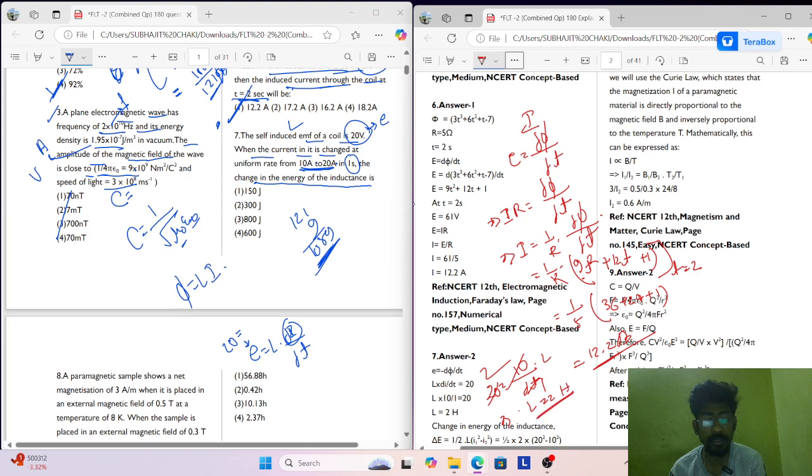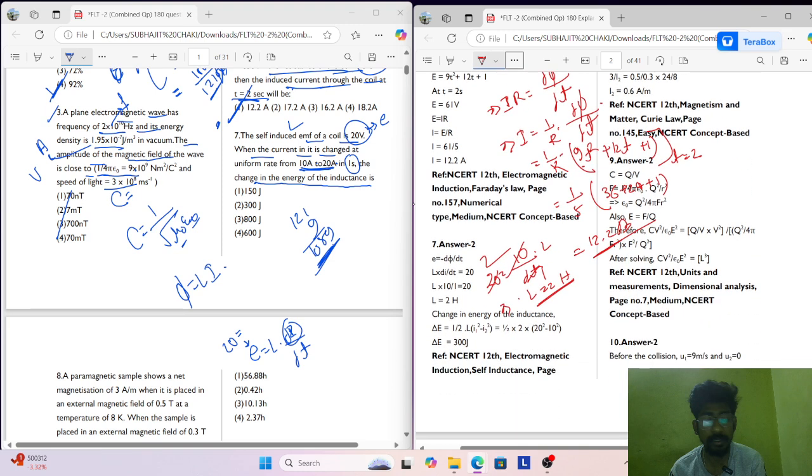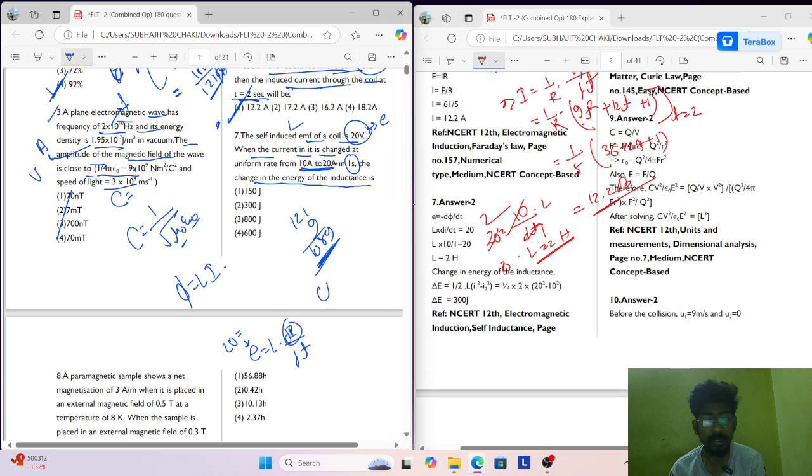The formula to calculate U, the stored energy, is half L i square. Therefore the change in energy will be half L into (I2 square minus I1 square). Half into 2 into I2 square means 400 minus 100.